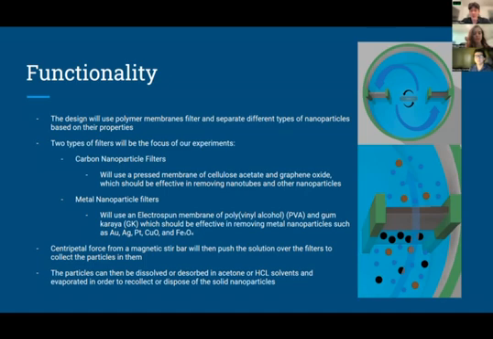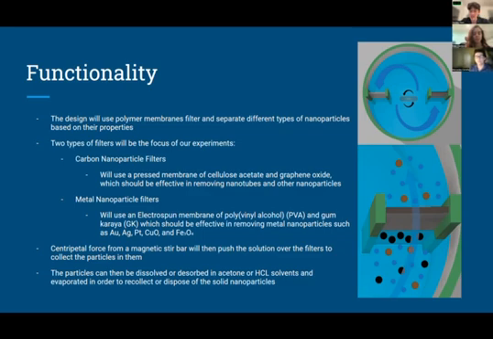So as for the functionality, as you can see on the right here, we have an image of the proposed design. This design will use polymer membrane filters to separate different types of nanoparticles based on their properties. And the two types of filters that we're focusing on are carbon nanoparticle filters and metal nanoparticle filters.